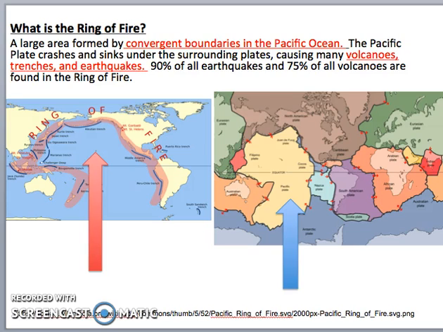Okay, before we do that, let's talk about this really, really famous area called the Ring of Fire. The Ring of Fire is this area in the Pacific Ocean, and you can see it's marked here. I know it's kind of hard to see. Let me see if I can zoom in for you guys.